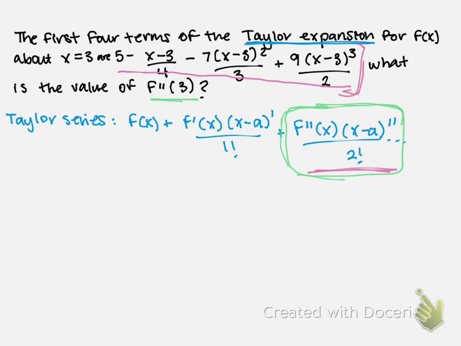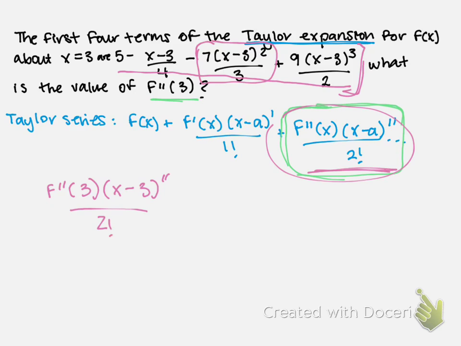And we know that negative 7 times (x minus 3) squared over 3 is really similar to this right here. So what we have to do is set them equal to each other. We do f double prime of 3 times (x minus 3) squared over 2 factorial is equal to negative 7 times (x minus 3) squared over 3.